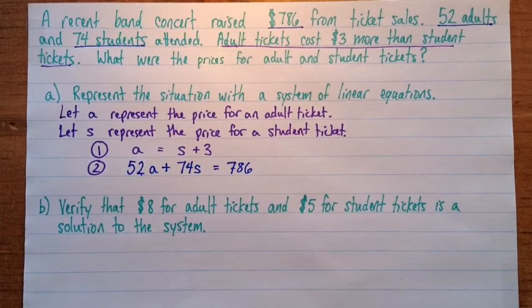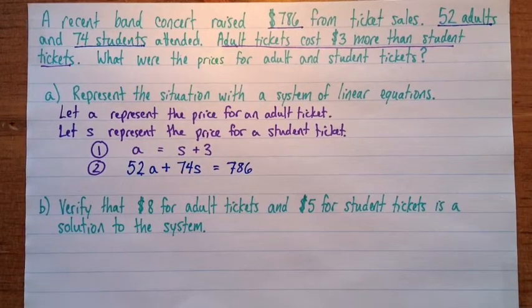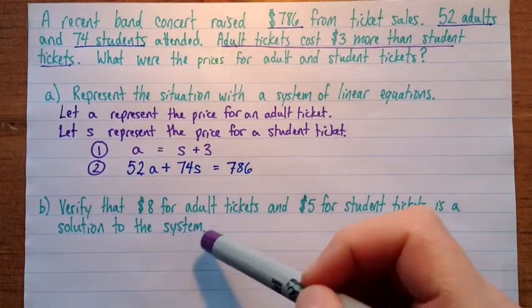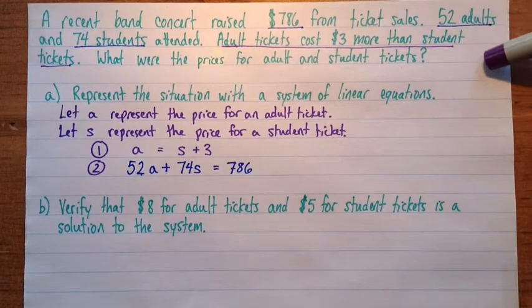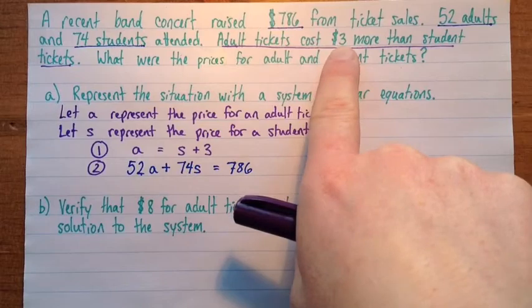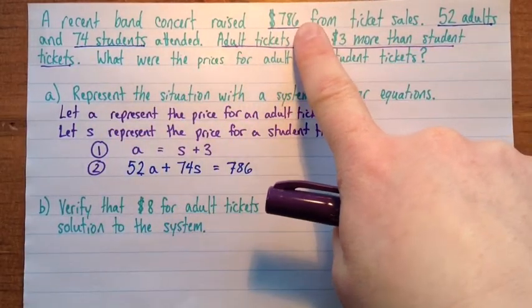Okay, so we've got the system of linear equations. Part B asks us to verify that $8 for adult tickets and $5 for student tickets is a solution to the system. So we can either verify that it's a solution to the system, like it asks us, so we'll check that it fits these equations. Sometimes though, if you've written the equations yourself, especially if you're not quite sure about them, it's better to verify that it's a solution to the situation up here. So sometimes it'd be better to say, okay, do adult tickets cost 3 more than student tickets, and if we did this, would we get this price? Just in case you'd made a mistake with your equations.